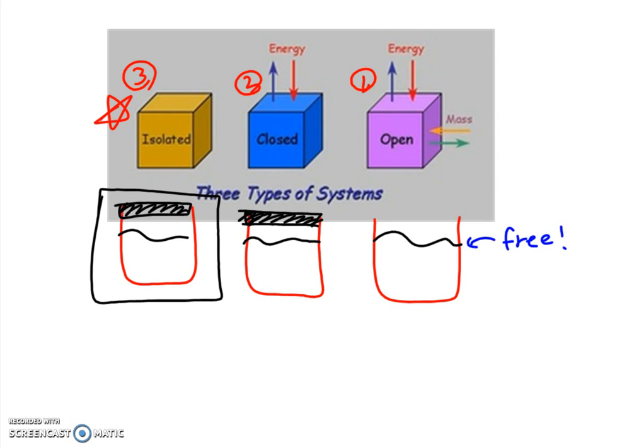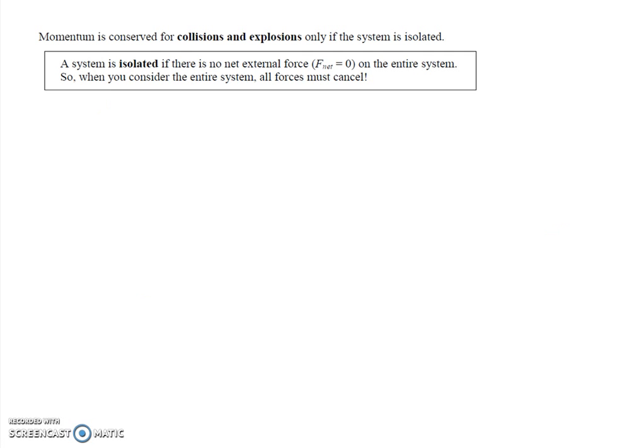Now, this is a chemistry analogy. But what does that mean in terms of physics? Well, here's what happened. Please make sure you have your highlighter ready. Momentum is conserved in collision and explosion only if the system is isolated. The reason being is, can you highlight this? In the entire system, there is no net external force acting upon it.